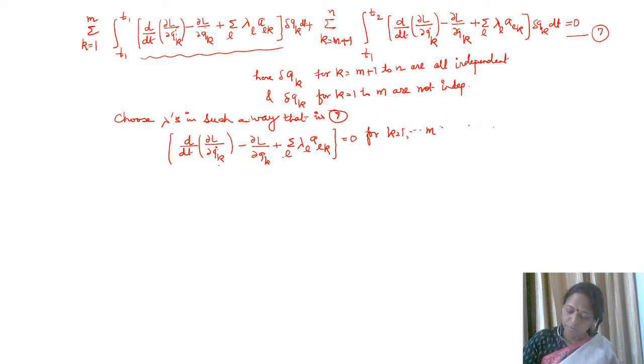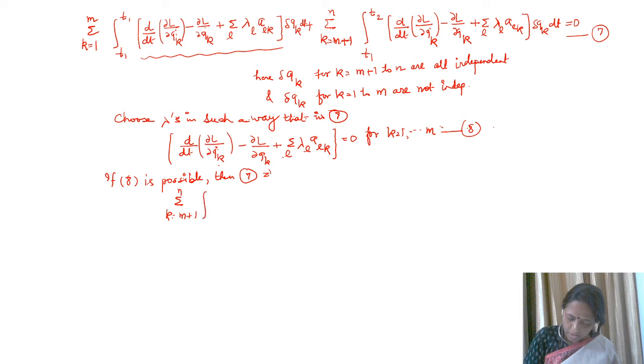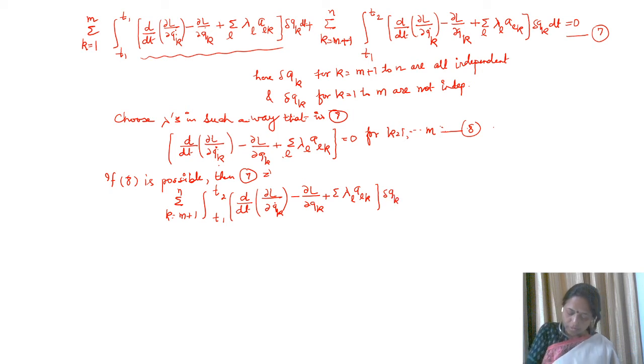If it becomes true, so using 8, if it exists, then 7 implies sigma k equal to m plus 1 to n, integral from t1 to t2 of d/dt of ∂L/∂qk dot minus ∂L/∂qk plus sigma lambda_l a_lk, this one, times delta qk dt is 0, and now it is 0 when k is going from m plus 1 to n.